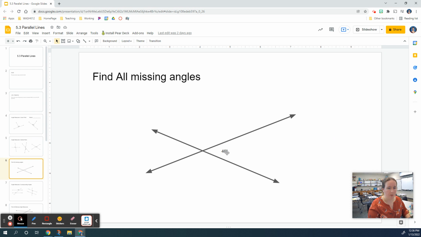So now what I want you to do is, if this is 46 degrees, I want you to find the measure of those three remaining angles. So go ahead and pause, and then once you're ready to move on, press play again.